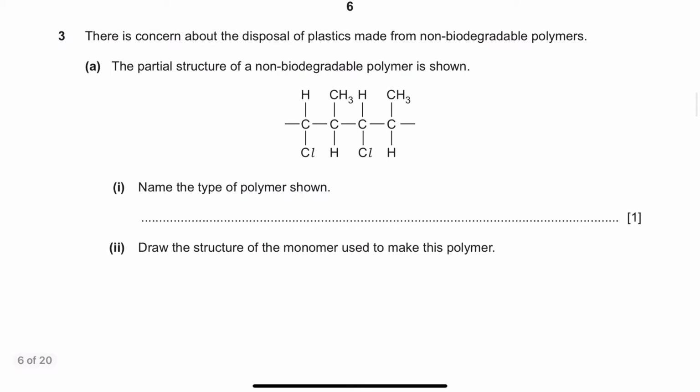Now, moving on, question 3. It says there is a concern about the disposal of plastics made from non-biodegradable polymers. The partial structure of a non-biodegradable polymer is shown. Name the type of polymer. Now, which type of polymer is this, guys? Recognize this. It's even telling you it's non-biodegradable, and even from the structure you can recognize. No, man, it's an addition polymer. What are you doing?